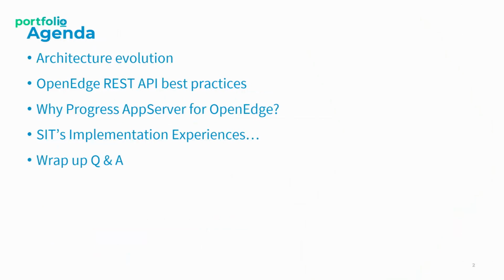So this is the agenda. I'm going to talk through the architectural evolution and how we've got to where we are today with web handlers, the web handler protocol handler being the best practice way of doing REST with OpenEdge. And then talk about how you should deploy that. You have to deploy it in PASOE, but I'll tell you all the other great reasons why PASOE should be your app server tier. And then I'm going to hand over to Chris.